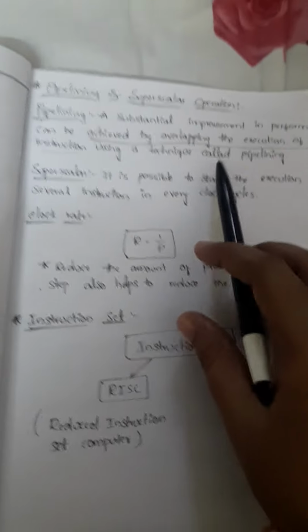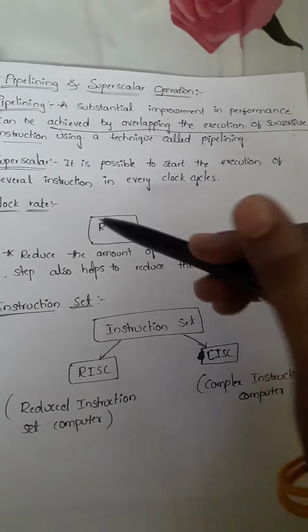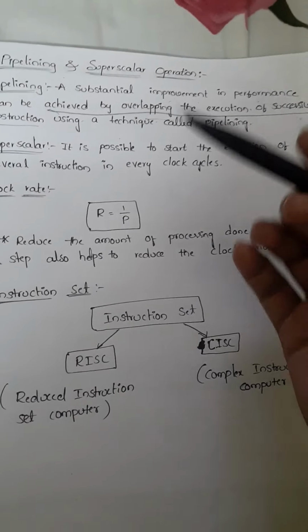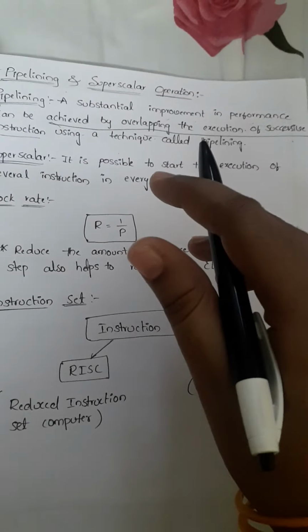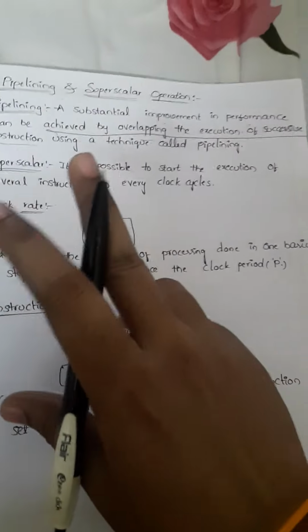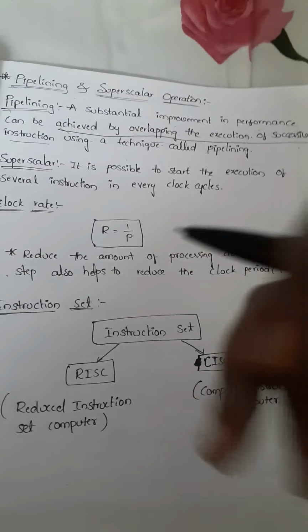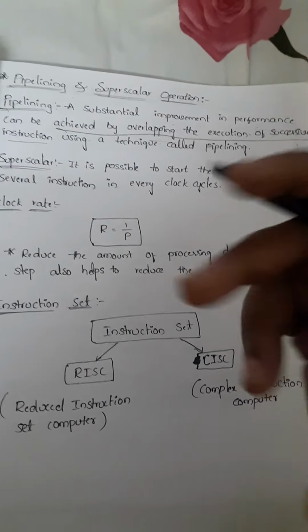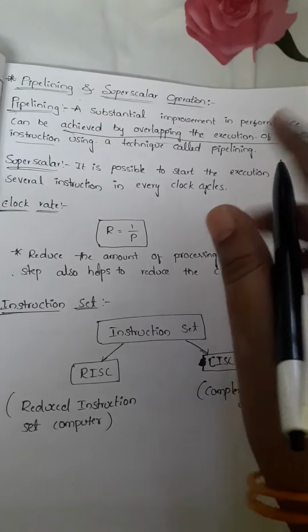So what is meant by pipelining? It improves the performance. How does it improve performance? It loads the instruction while executing the current instruction, happening in the same duration, so execution time is reduced automatically. The speed of operation will be increased, and we achieve higher performance.